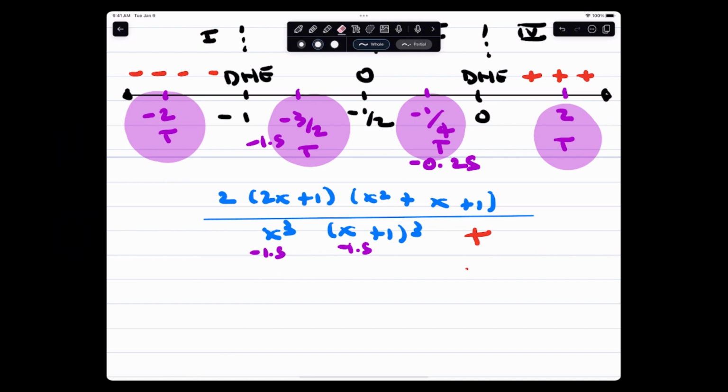Positive. So double check, ladies and gentlemen. And then negative 1.5 here as well. So 2 times negative 1.5, isn't that going to be negative 3? Negative 3 plus 1 is negative 2. So this portion is what?